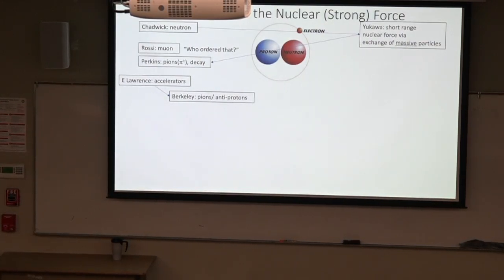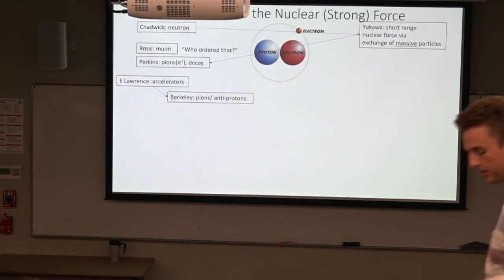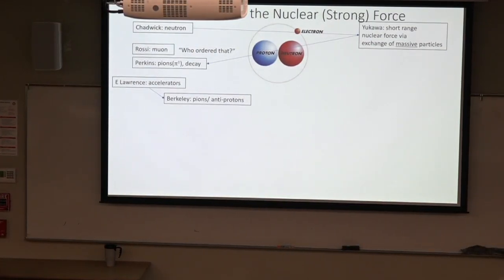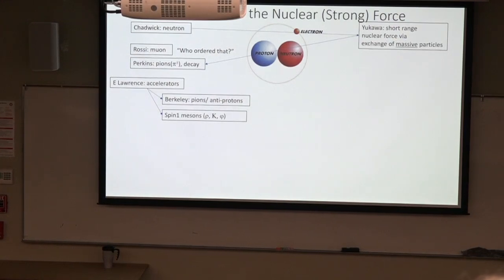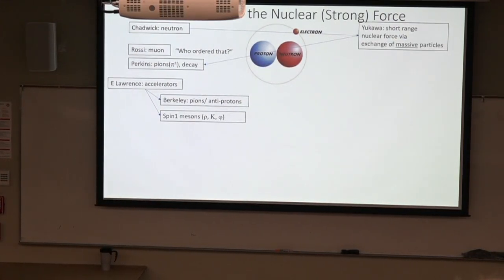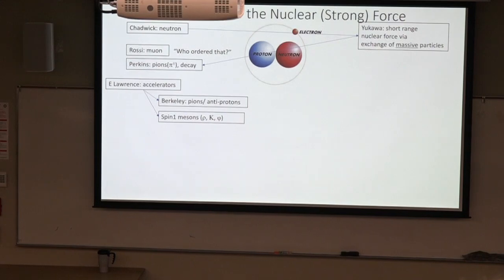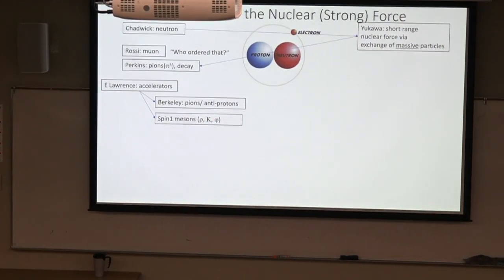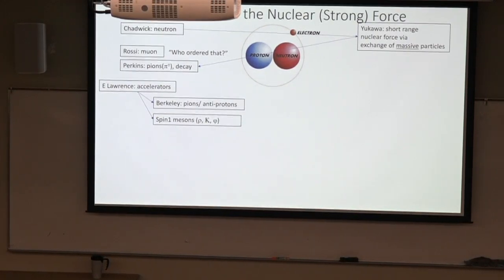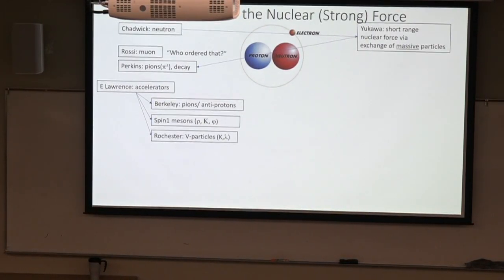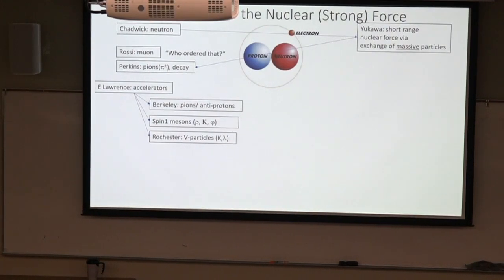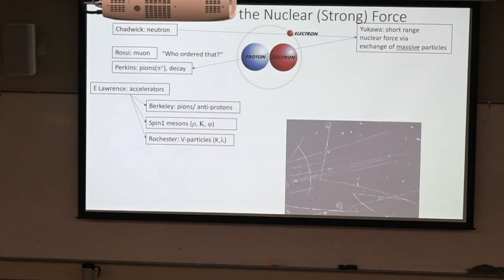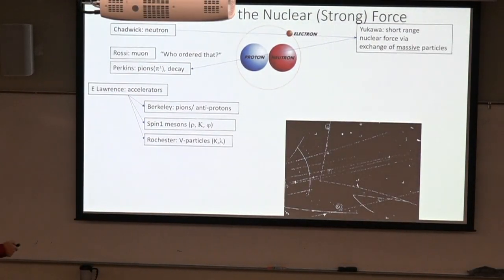So first up at Berkeley, they made pions and they made antiprotons, our second piece of antimatter. They had enough energy they could start making those things. And then they keep making these things a bit bigger, and they start getting a whole bunch of other things: rho particles, K particles, phi particles. Boy, we're just getting a whole bunch of stuff showing up here. Over at Rochester, New York, they have a couple of these things. They get these things that are called V particles, kappas and lambdas, and they put them through these things.